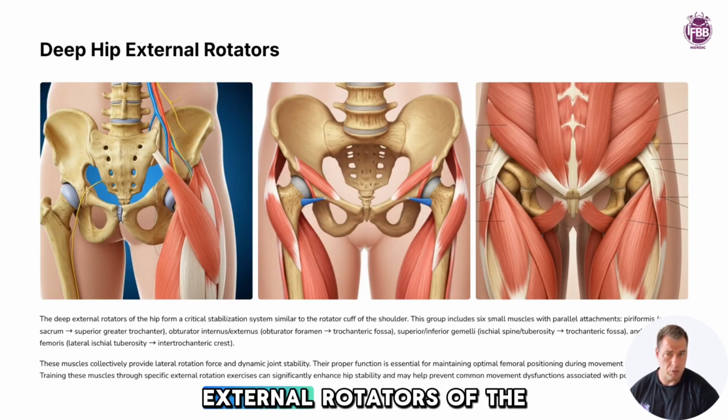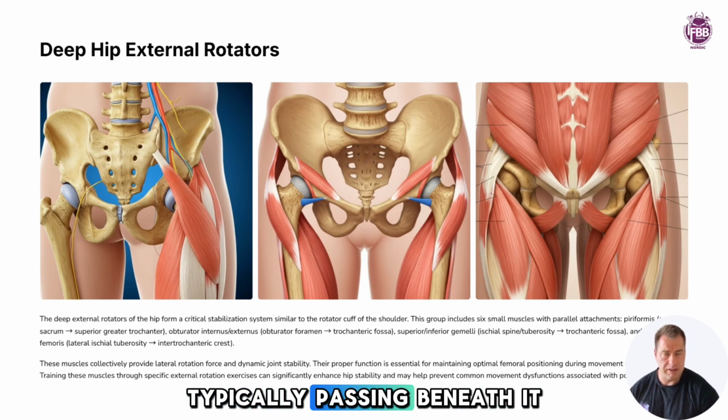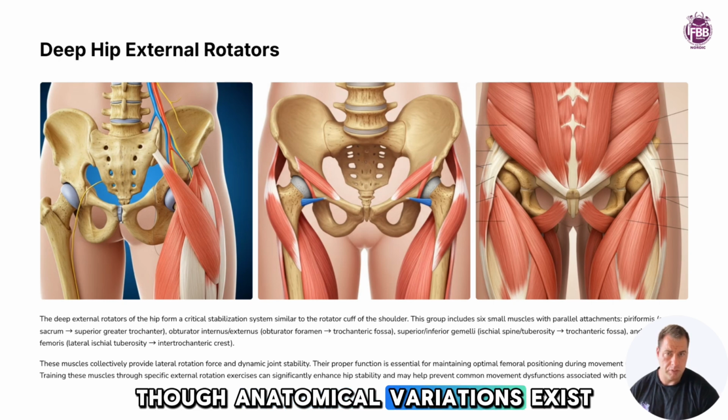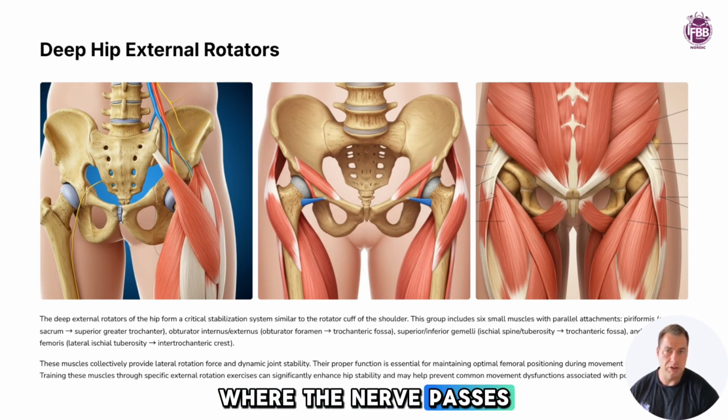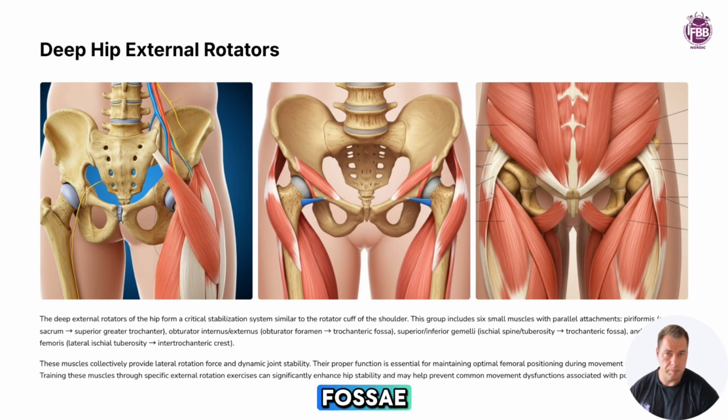The deep external rotators of the hip form a critical stabilization system, similar to the rotator cuff of the shoulder. The piriformis runs from the anterior sacrum to the superior aspect of the greater trochanter, with the sciatic nerve typically passing beneath it, though anatomical variations exist where the nerve passes through the muscle. The obturator internus and externus attach from the obturator foramen to the trochanteric fossa.